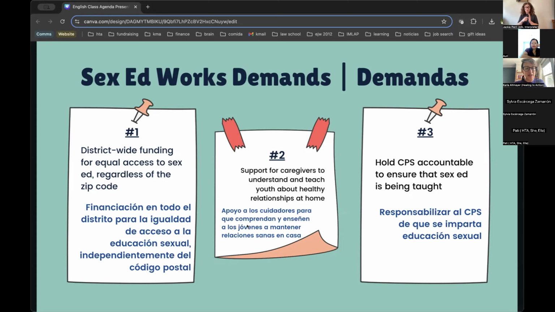The second demand is that there needs to be support for caregivers to understand and teach youth about healthy relationships at home. And it has to be meaningful community support, community-based support. I'm sure that many of you on this call, I'm very curious to know how all of you feel on this call to talk with a young person or someone else about questions you have with sexual health. It's not easy to do so.